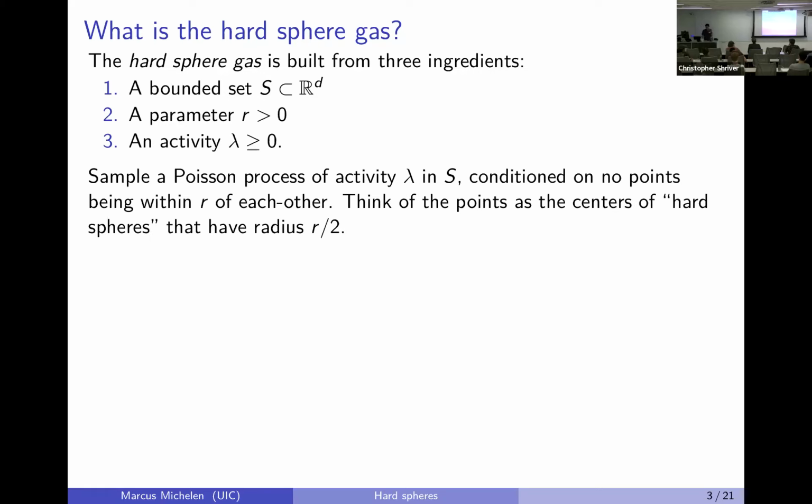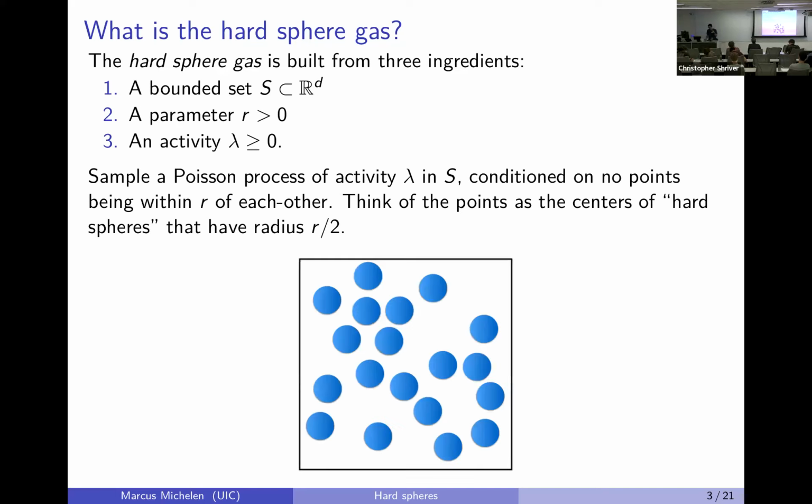And now we call this the hard sphere gas or the hard sphere model, because I think about these as the centers of spheres that are not allowed to intersect each other. And these are going to be of radius R/2, the way I've parameterized it. And I have a very high-tech simulation for you here. Right. So this is what happens sort of in dimension 2.